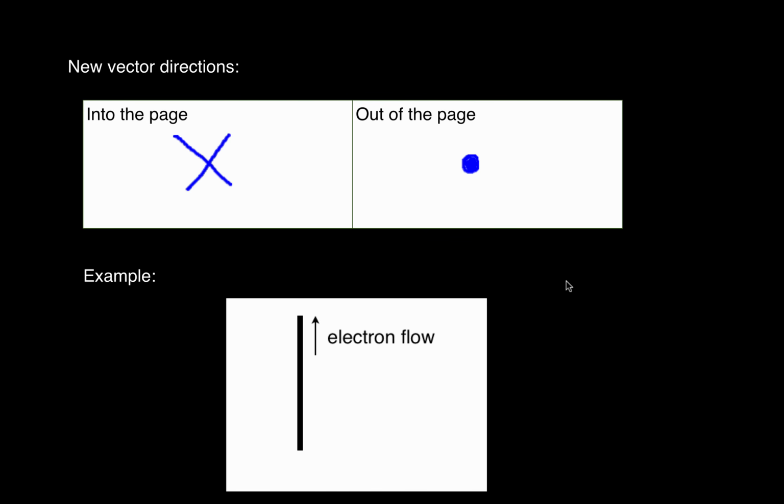For example, in this example we use electron flow, so we know to use the left hand. Now we have our thumb pointed in the direction of the electron flow, and our fingers wrap in the direction of the magnetic field. On one side of the wire, the magnetic field goes into the page. On the other side of the wire, the magnetic field comes out of the page.